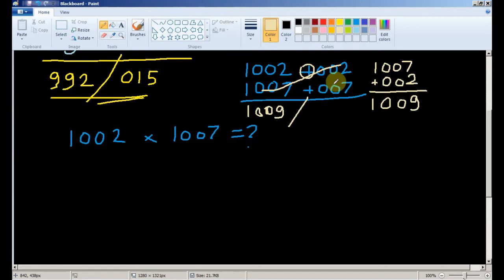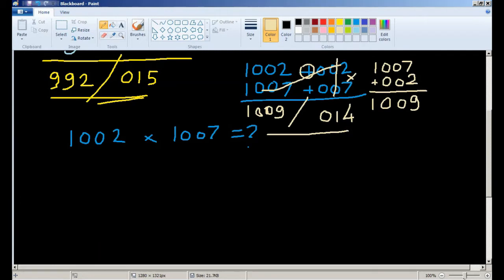Okay, so let's find the second number. As usual, you have to do the vertical multiplication. So you get 7 into 2, 14. So you write down 14, but this is not occupying 3 digits, it's just occupying 2 digits, so add one more 0 here. So this is going to be your answer.